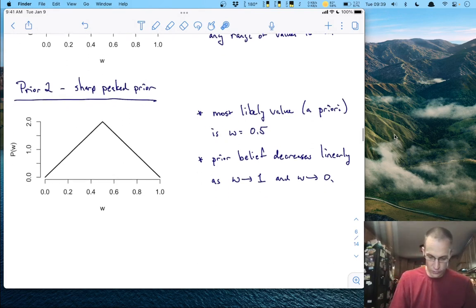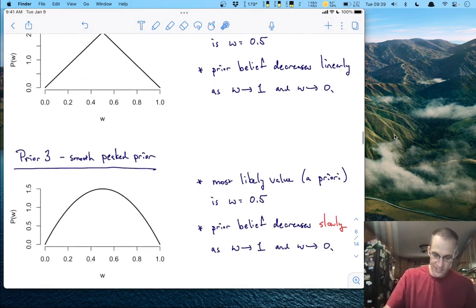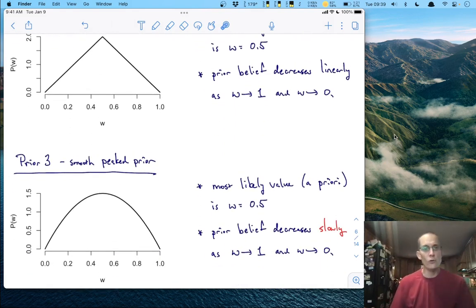There might be reasons for doing so. So let's look at one that doesn't have quite the sharp point but has the same characteristics. I'm going to call this one the smooth peaked prior. And again, I just made this up before the lecture, so I can choose anything I want as long as it is a probability distribution.